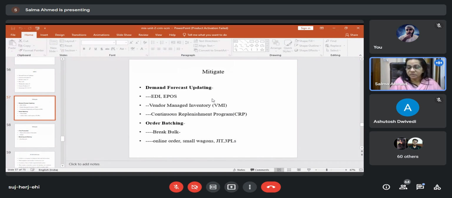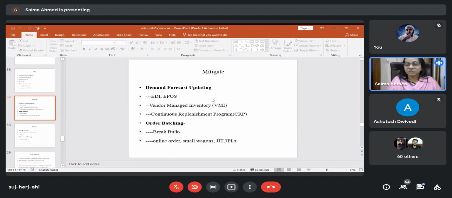In the VMI, what we do is, whoever is the vendor, so the vendor for a retailer is the wholesaler because he's the supplier. The vendor for the wholesaler is the stockist because the stockist is supplying to the wholesaler. The vendor for the stockist is the factory. So the factory manages the inventory of the stockist. The stockist manages the inventory of the wholesaler. The wholesaler manages the inventory of the retailer.